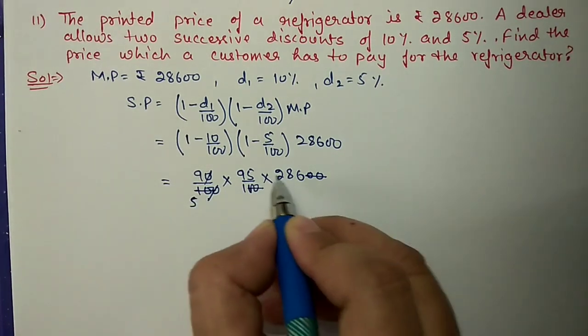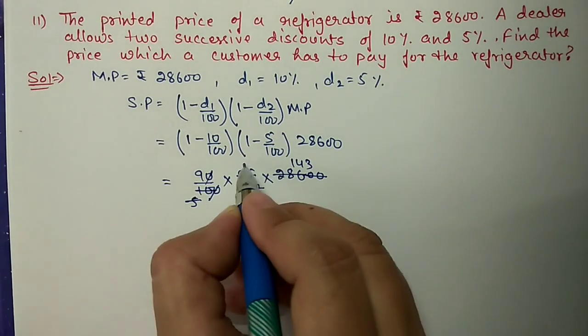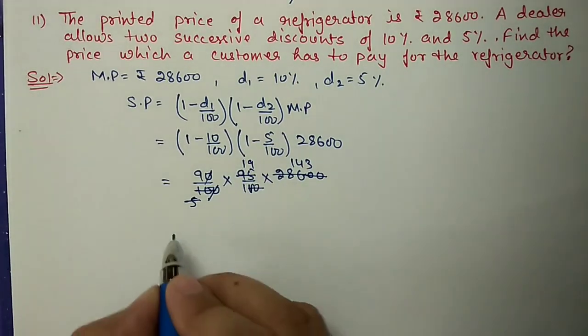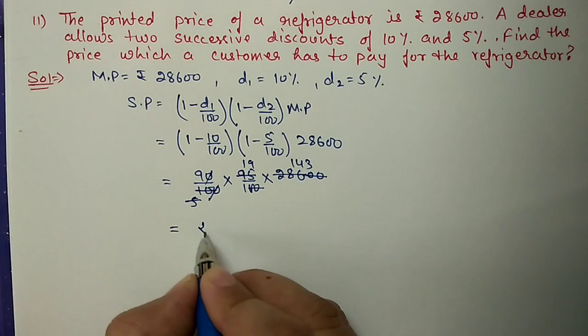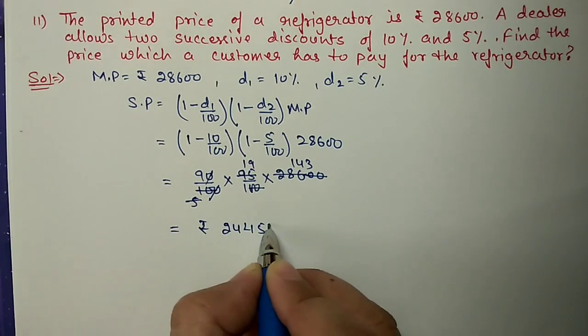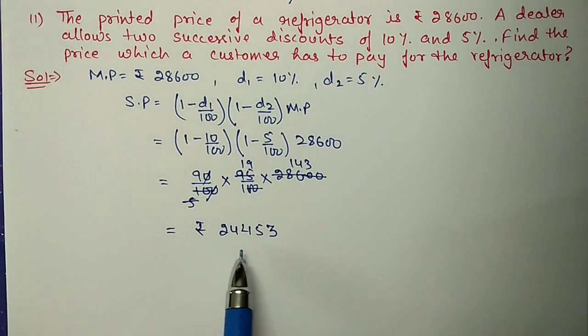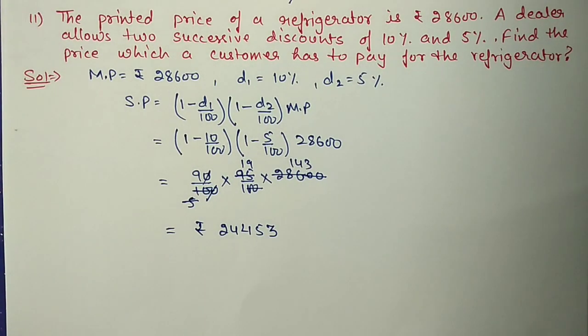2 5 times and 2 143 times, 5 we can cancel, 19 times, and all the numbers we have to multiply. After multiplication we will get 24,453. So, the customer has to pay 24,453 rupees for this refrigerator.